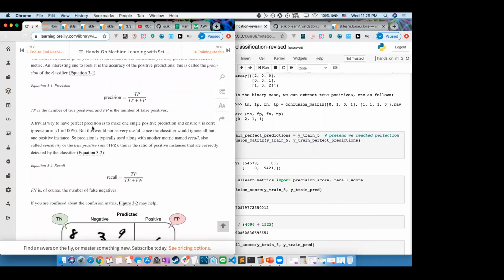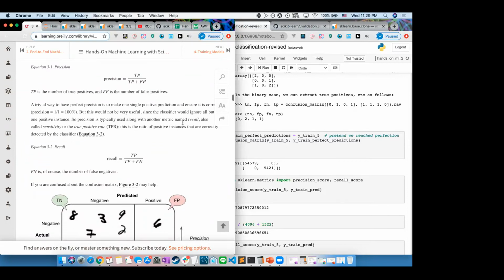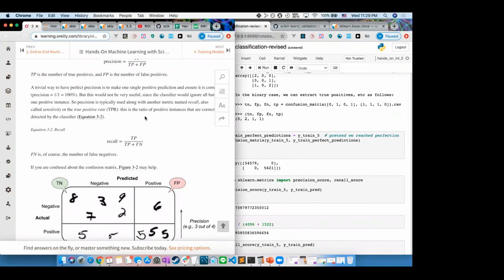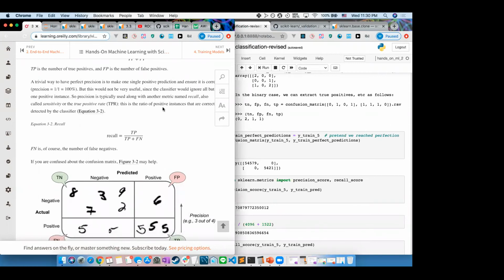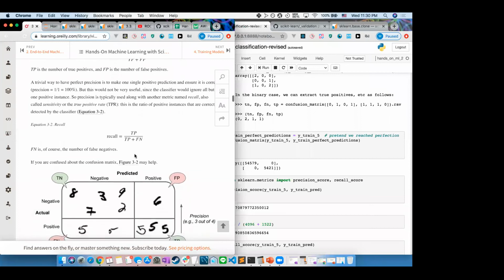A trivial way to have perfect precision is to make one single positive prediction and ensure it's correct. But this would not be helpful, since the classifier would ignore all but one positive instance. So precision is typically used along with another metric called recall, also called sensitivity or the true positive rate. This is the ratio of positive instances that are correctly detected by the classifier. So basically, out of the number of actual positive data points, how many of them are detected? That's what recall means. Okay.